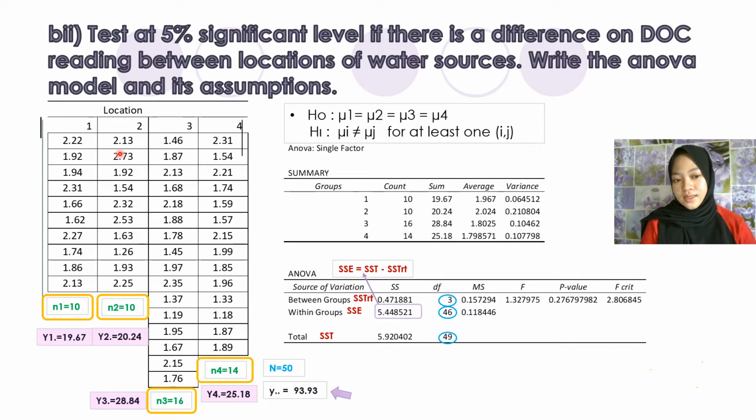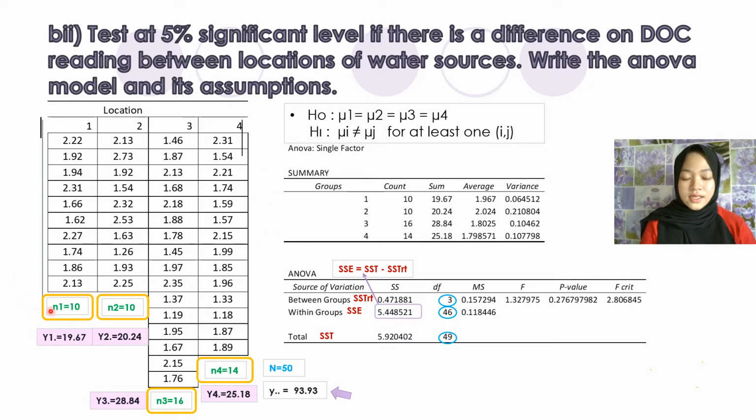Here is the data containing 4 locations, meaning that we have 4 populations, and therefore we need to use ANOVA because the populations are more than 2. For the hypothesis, H null is mu1 equal to mu2 equal to mu3 equal to mu4, while H alternative is mu i is not equal to mu j for at least one i, j.